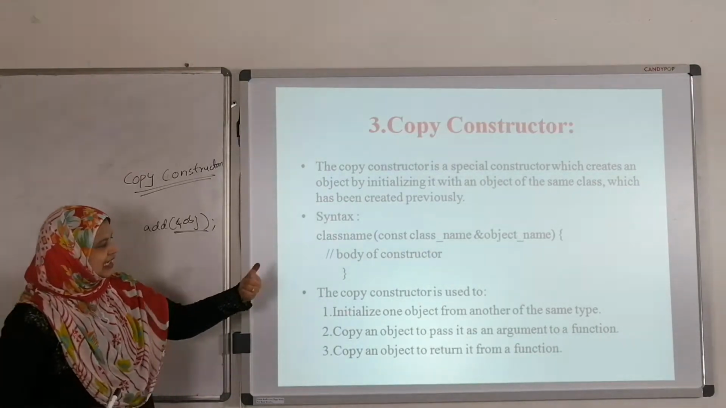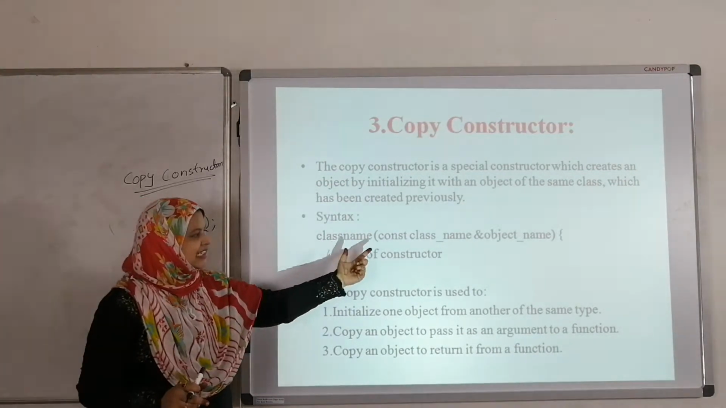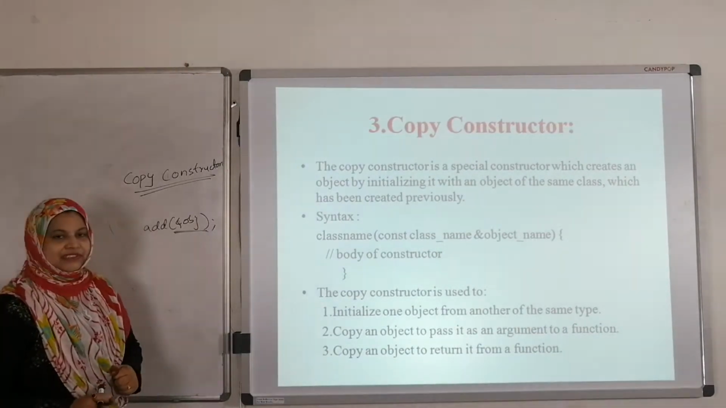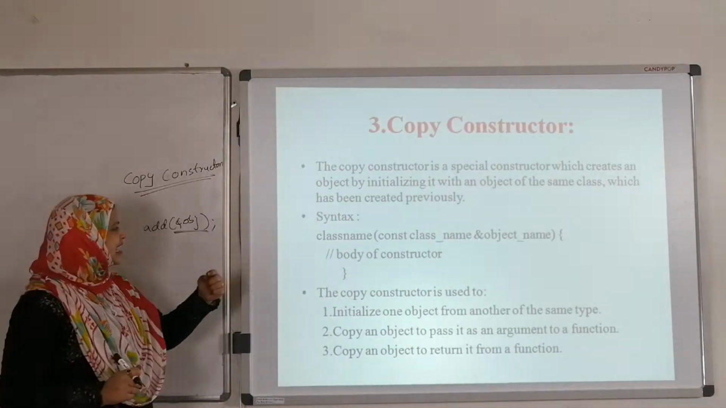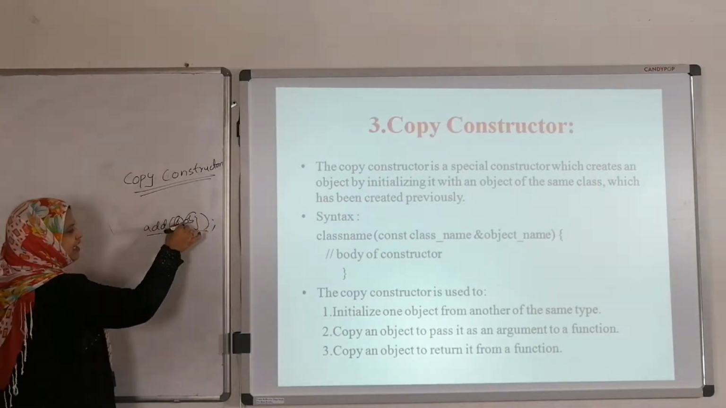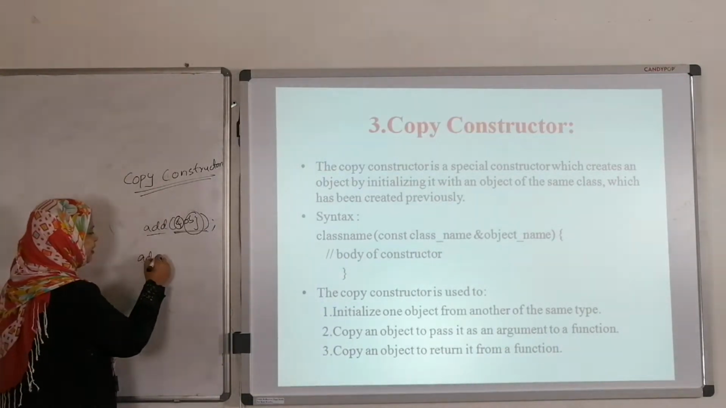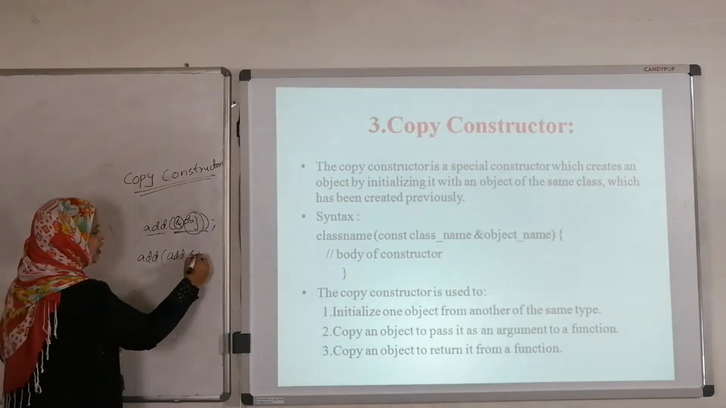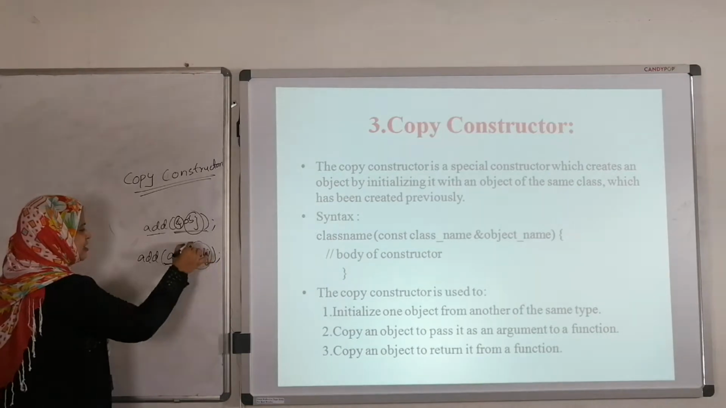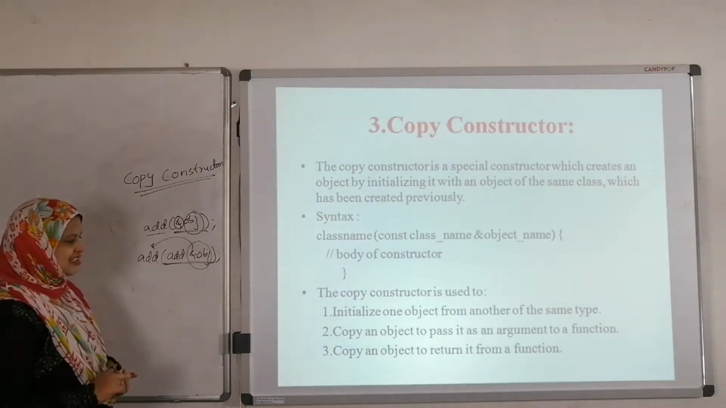This is the syntax for the copy constructor: class name, constant class name, and the object name. Here the class name is add. We write the ampersand operator, then the object, add &obj. So we are creating the object and passing this object to this particular constructor. This constructor is known as the copy constructor.